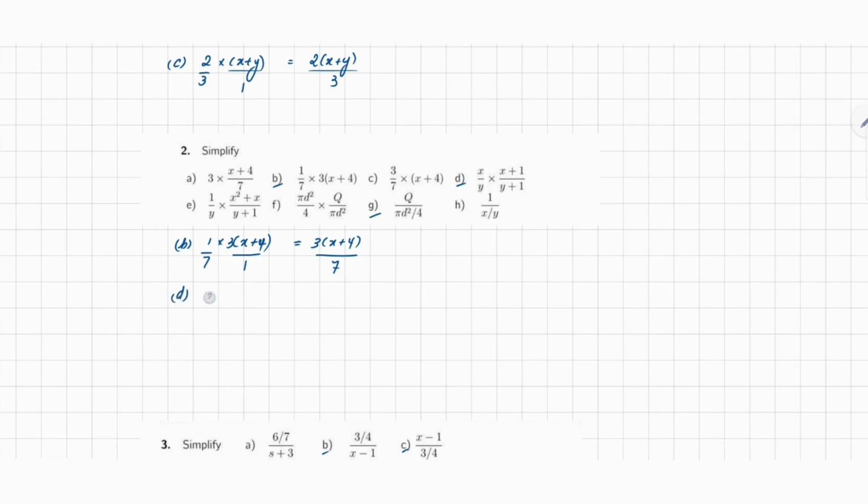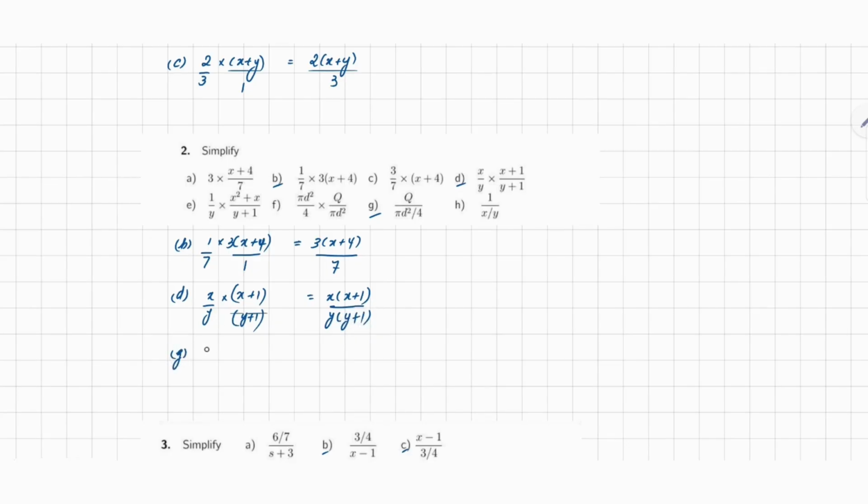Next, question D, we have x over y times (x plus 1) over (y plus 1). So we just multiply the numerator with the numerator and denominator with the denominator. That gives us x times (x plus 1) over y times (y plus 1).